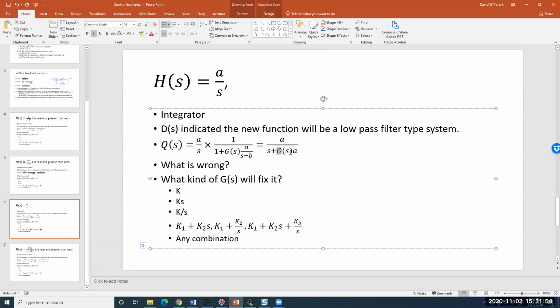You know, what is wrong? Well, you could set the wrong value of G of S, right? What if I put minus K? Oh, well, then I'd have a pole in the wrong spot. But really, all I have to do, G of S just has to be some constant greater than 0, and then this pole will be on the proper side, right? So I'm just going to grab that.